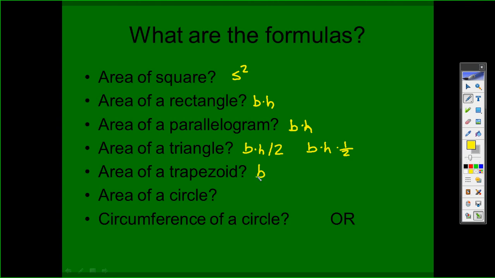The area of the trapezoid, we are going to average our two bases, and our two bases are the two sides that are parallel, the pair of parallel sides. So to average them, we add them together and divide by 2. And then we have to multiply by the height, and again the height is perpendicular to the bases. Area of a circle is pi times radius squared. Circumference of a circle is pi times diameter, or 2 times pi times radius. If I double my radius, I get my diameter.